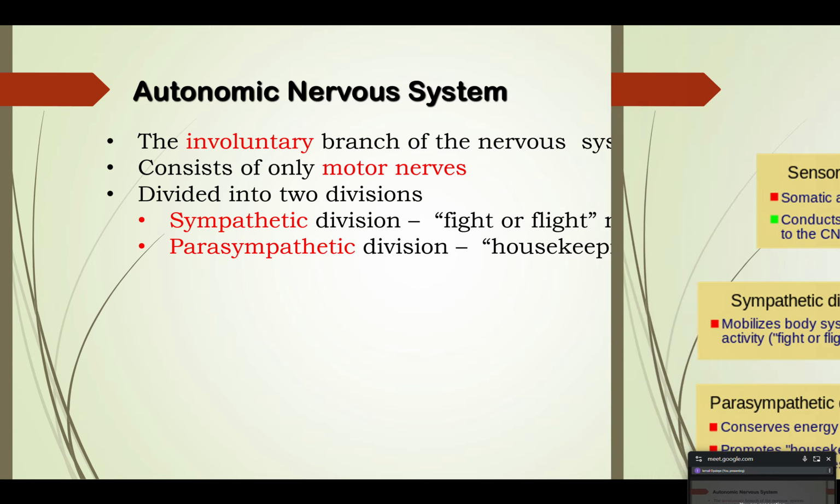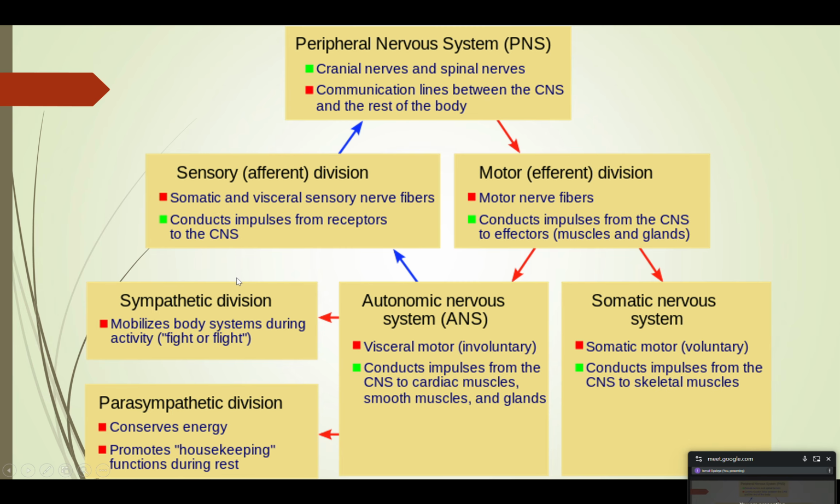Now these are divisions of the peripheral nervous system. So you can see how they are divided. Under the peripheral nervous system, you have the sensory or afferent division, and then the motor or efferent division. The motor divides into the autonomic nervous system and the somatic nervous system. And the autonomic further divides into sympathetic and parasympathetic.